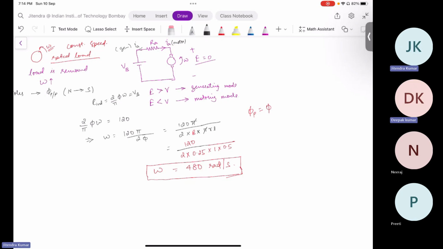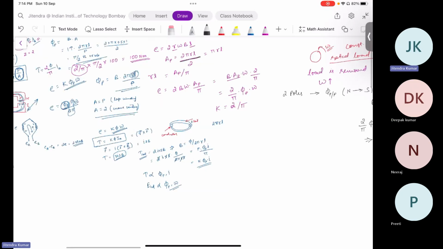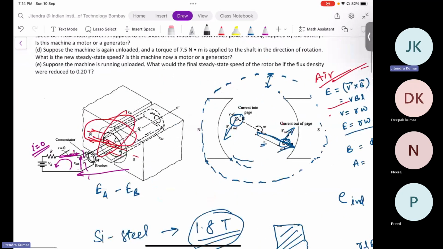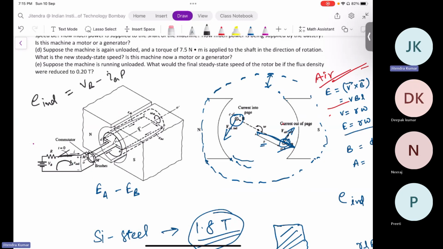Sir, I did not understand why VB is equal to the EMF induced. That I will tell you. See, as you close this switch, from the KVL, what do you see? EMF induced is VB minus IAR, right? You agree till this point?